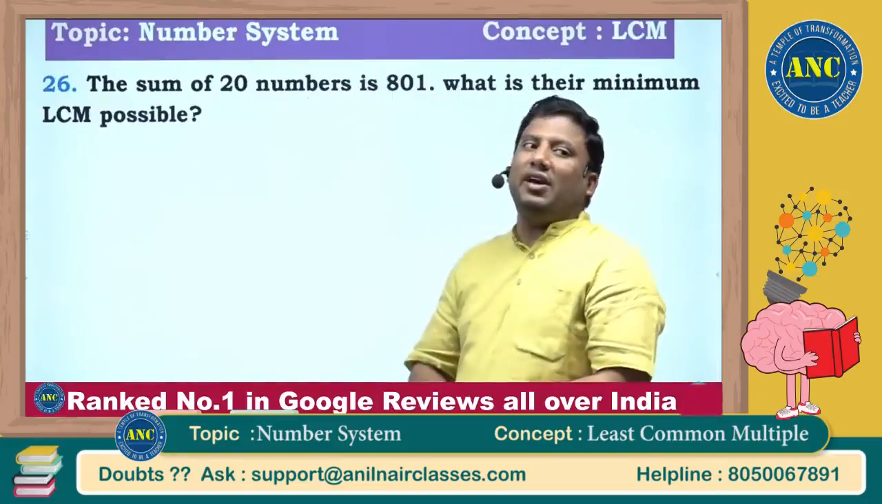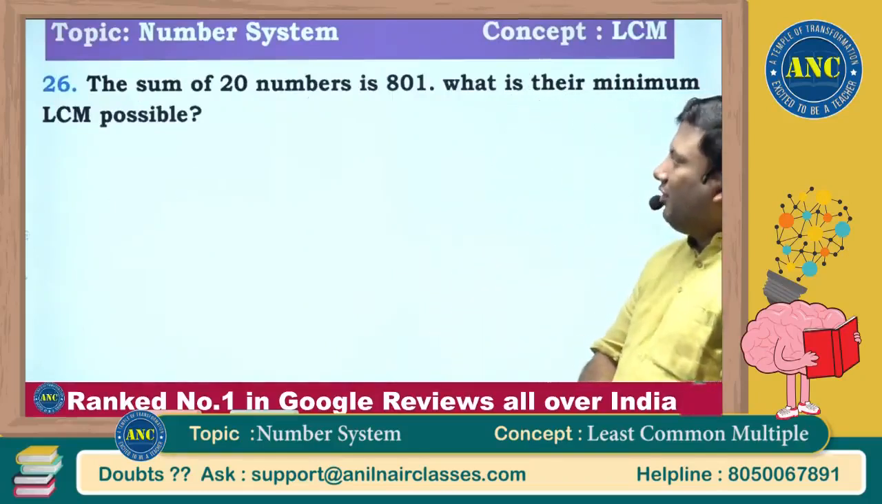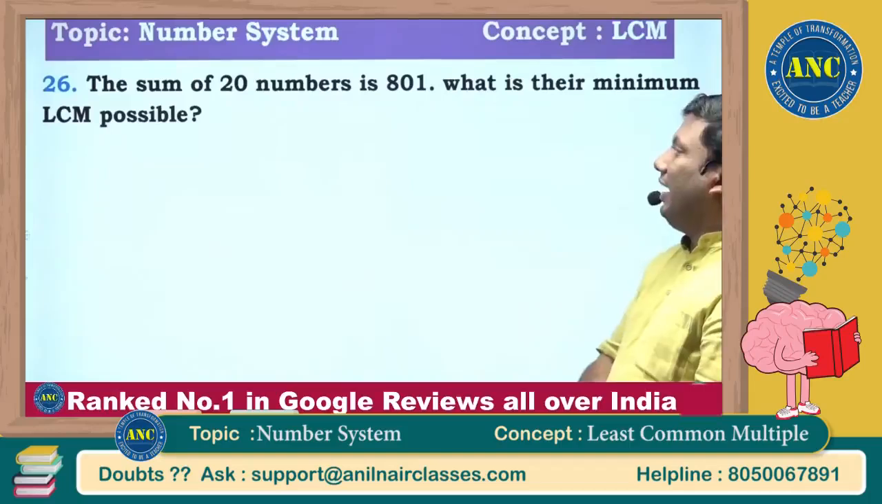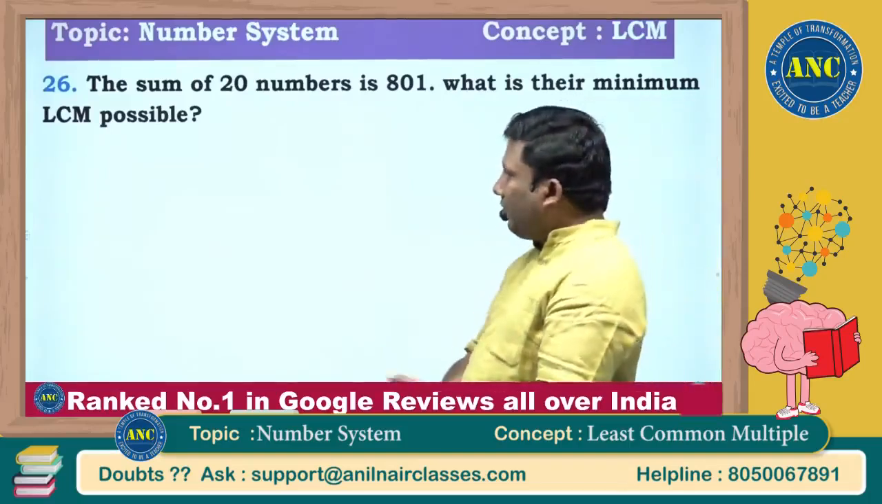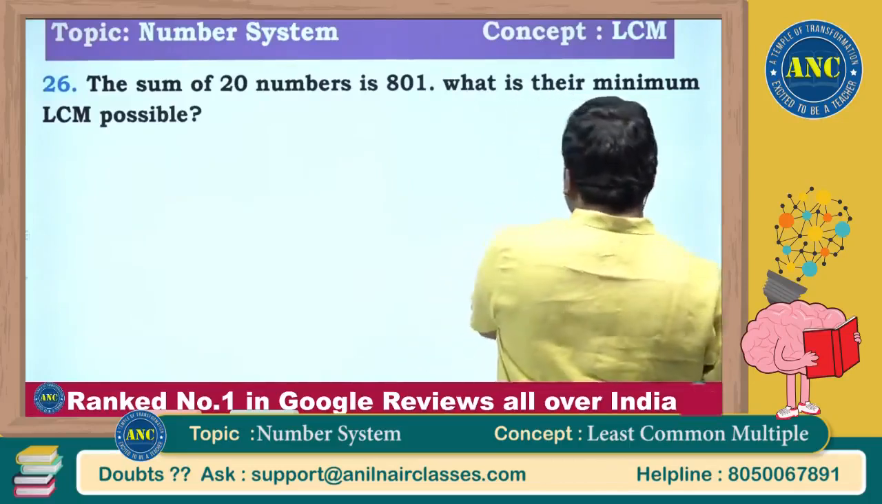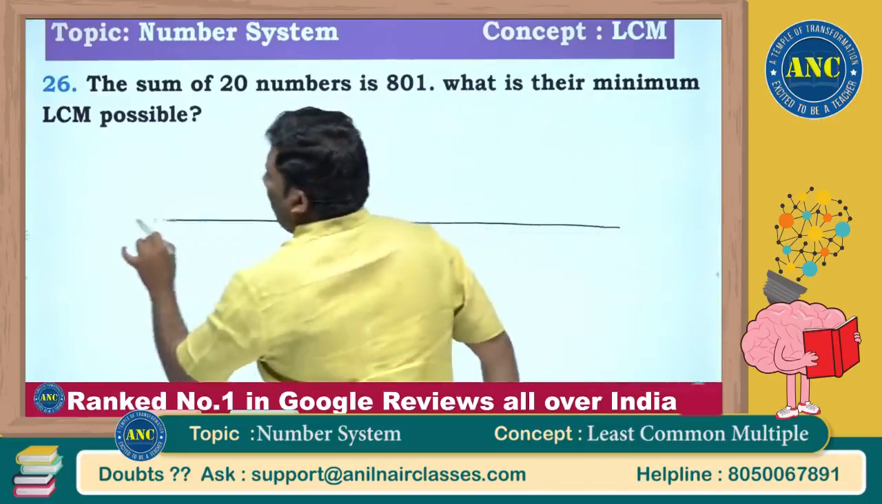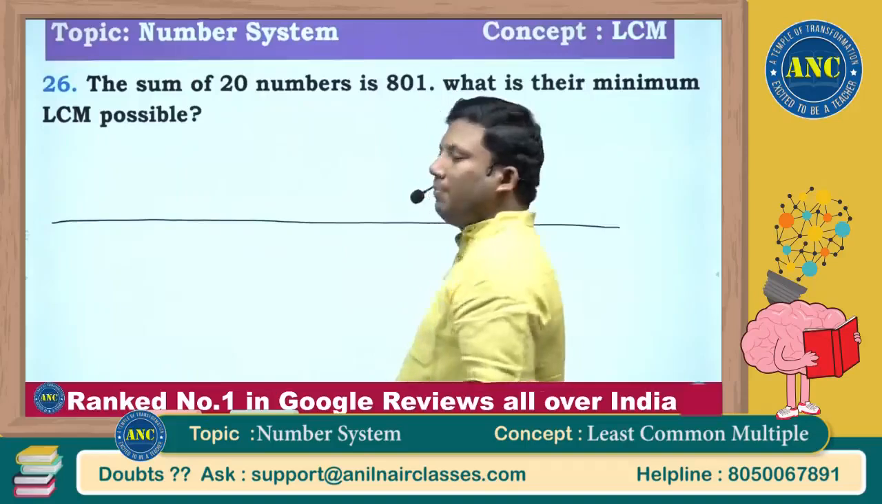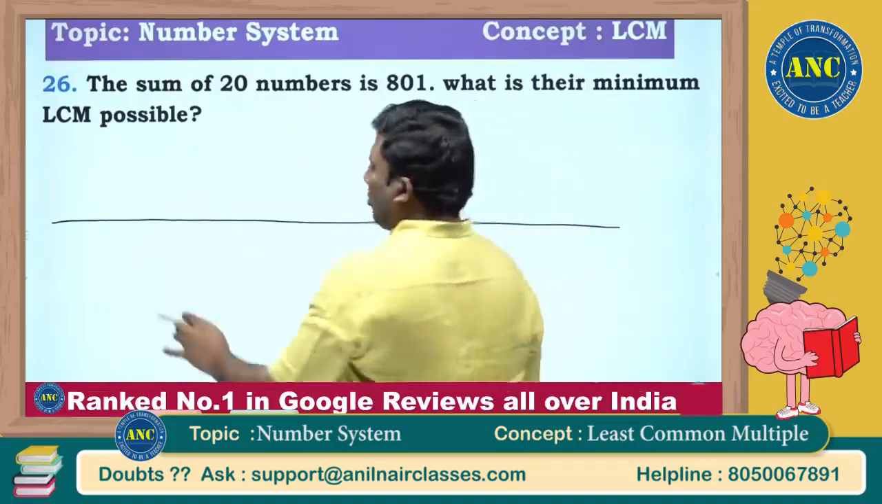This is a very, very good question, sir. The sum of 20 numbers is 801. What is their minimum possible LCM? Write down another question.